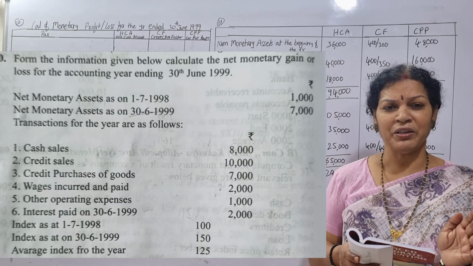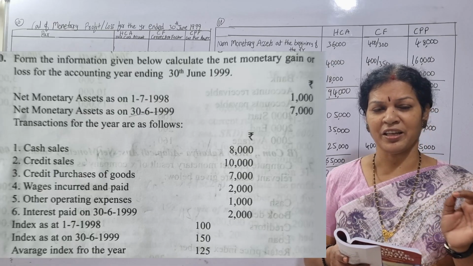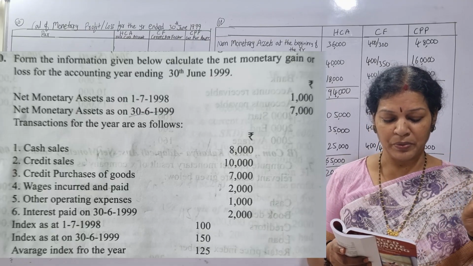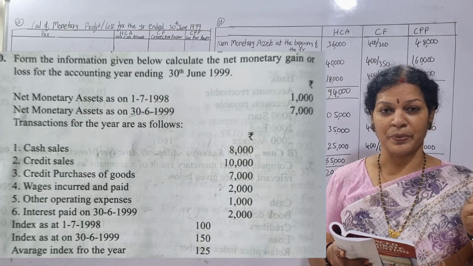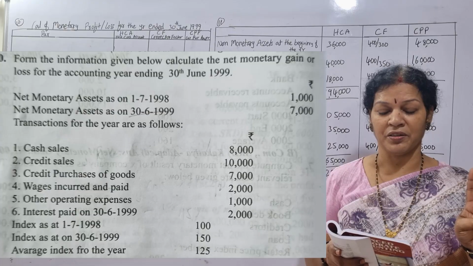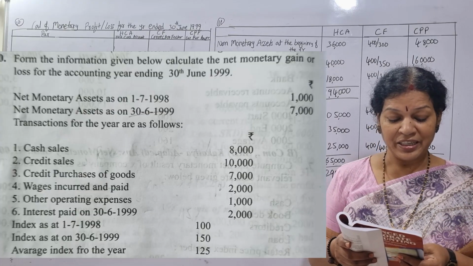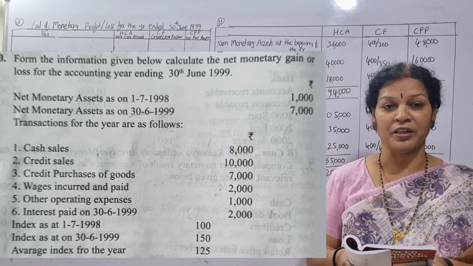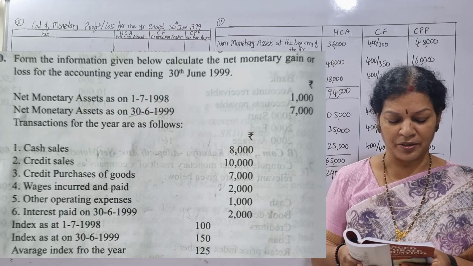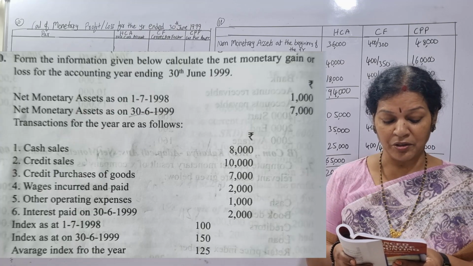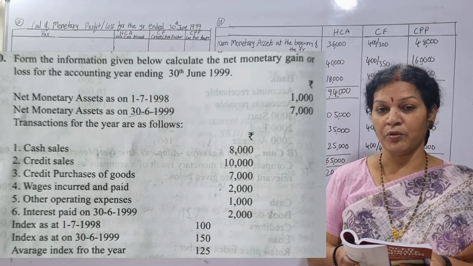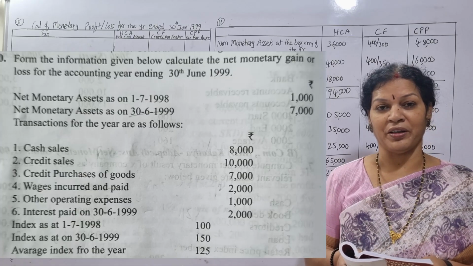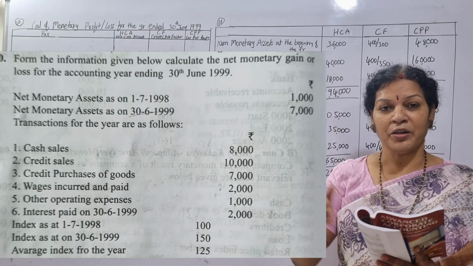Income, add. What do we have as income? Only the sales, credit sales and cash sales. And expenses, 4 expenses are given: credit purchases, wages, other operating expenses and interest paid. All the expenses we are going to deduct. Now what is given? Index. Index as on 1st July 1998 is 100, means beginning of the year index is 100. Index as on 30th June 1999, end of the year, is 150. Average index for the year is 125. We'll calculate according to the requirement.